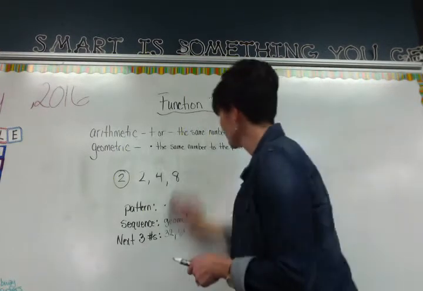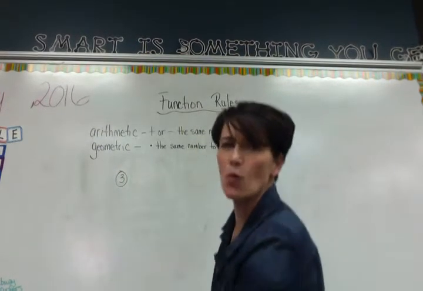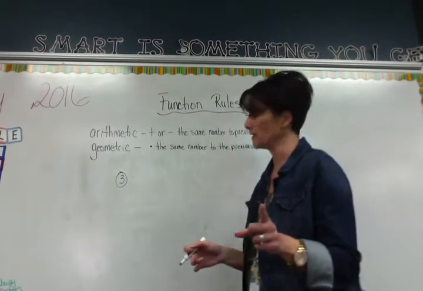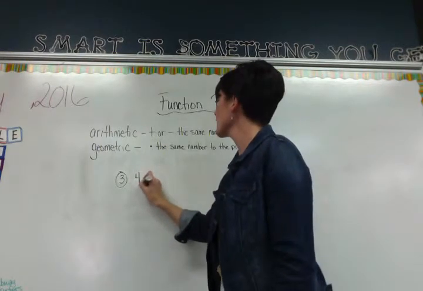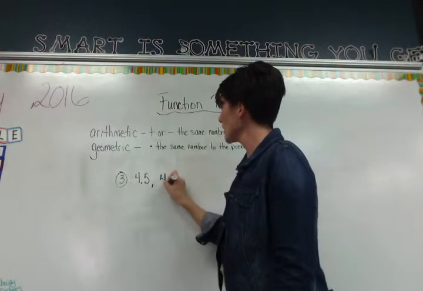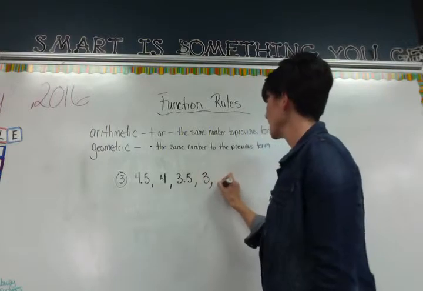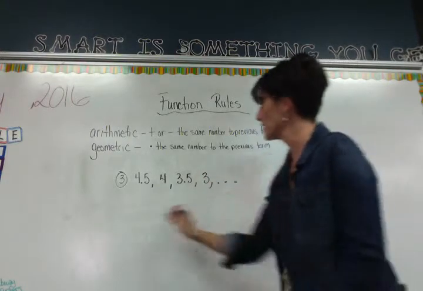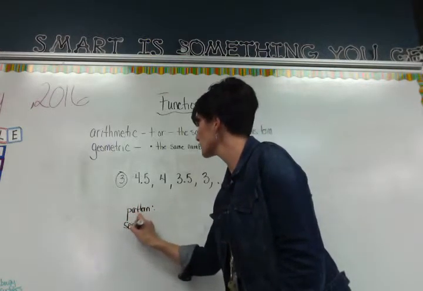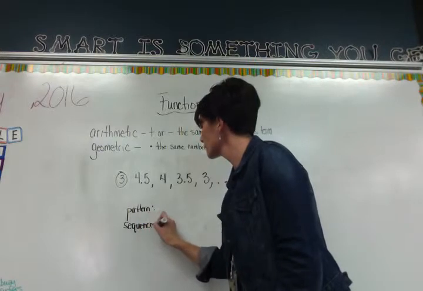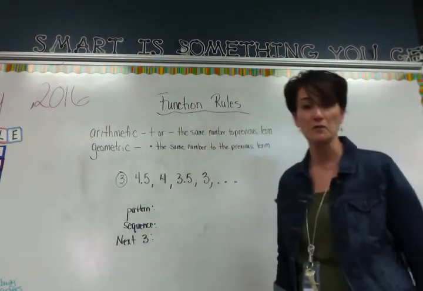All right, number 3. Here we go. And some of you are saying, well, Mrs. Deek, why are we figuring out these patterns? Don't worry. It's coming. I'm going to throw some decimals in there. Let's try it: 4 and 5/10, 4, 3 and 5/10, 3. And then I'm not really sure what the next 3 are. There are 3 things: pattern, sequence, and next 3.